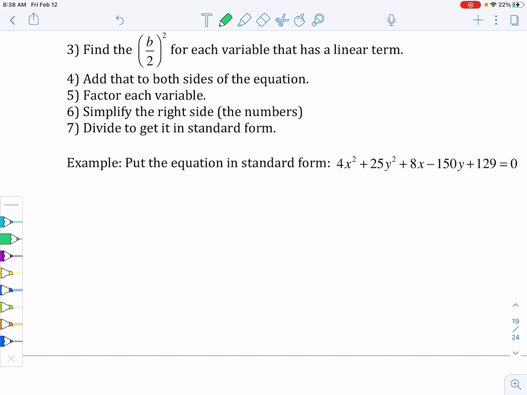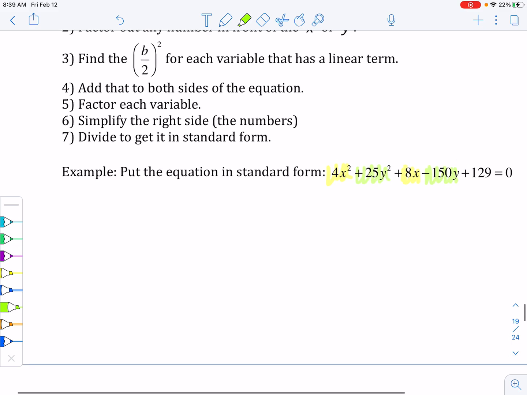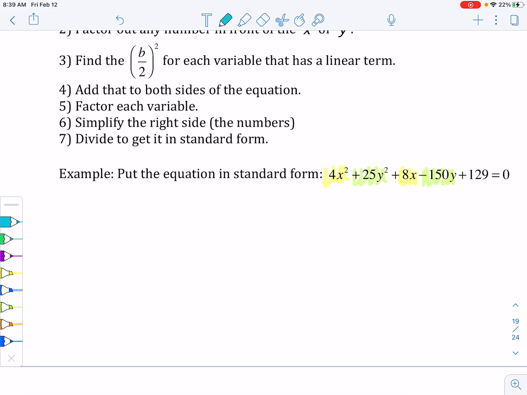So I'm going to group my x's here. So here are my x's. I'm going to group my y's. Here are my y's. And then I'm going to put the number on the other side. You can do that now or later. Either one will get you to the same spot. So 4x squared plus 8x plus 25y squared minus 150y, and then I'm moving the 129 to the other side, so it'll be -129. Okay, so I grouped my x's, grouped my y's, and then moved the number to the other side.